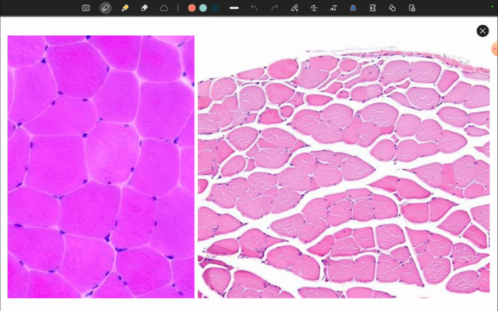In addition, what is the second difference? Yes? Yes, very good. Who else? What do you see? What is the difference? Yeah? Very good. In the endomysium, there is separation. There is separation of these skeletal muscle fibers.